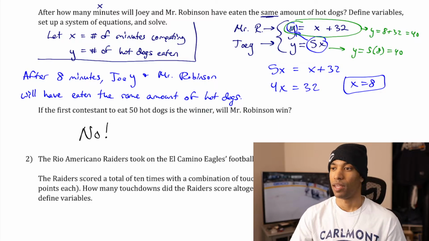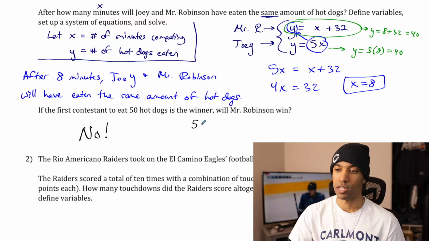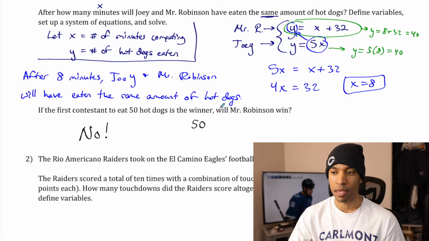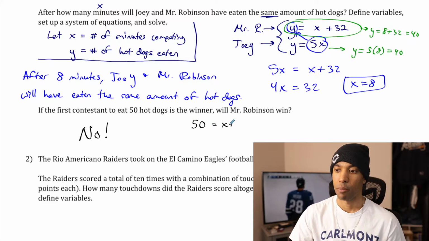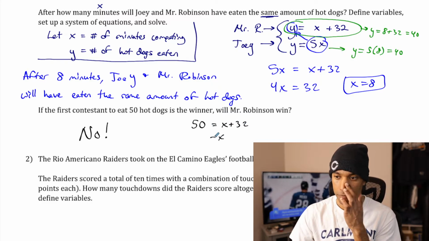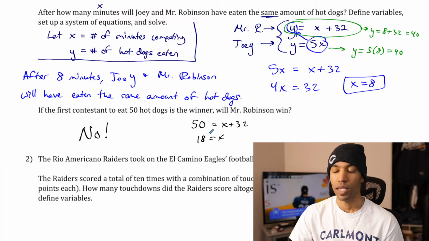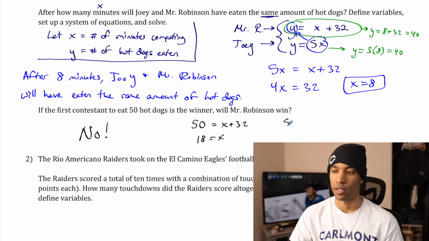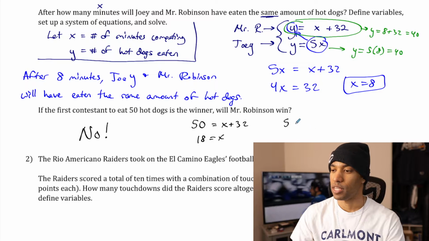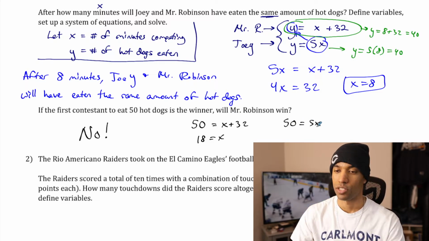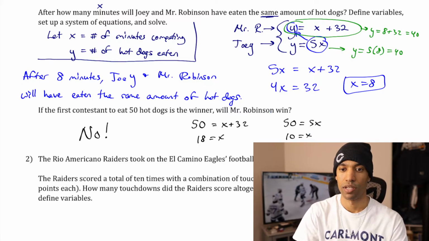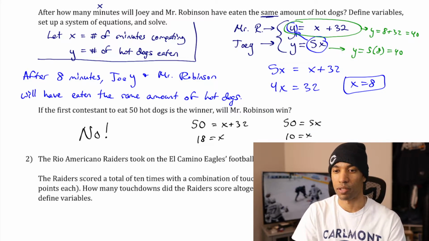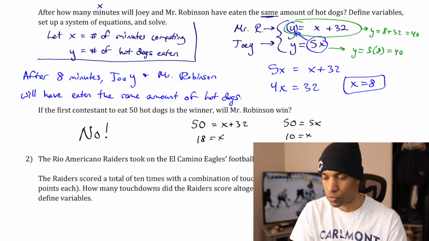We can do that. I can say for Mr. Robinson's equation, to reach 50 hot dogs, y being 50, if y is 50, how many minutes will it take him? X would have to equal 18. It'll take me 18 minutes to get to 50 hot dogs with a 32 hot dog head start. How about Joey? 50 equals y, what am I doing? 50 equals 5x. You divide both sides by 5, you'll get x equals 10. It'll take Joey 10 minutes. He'll beat me and then some. It's not gonna be close at that point.